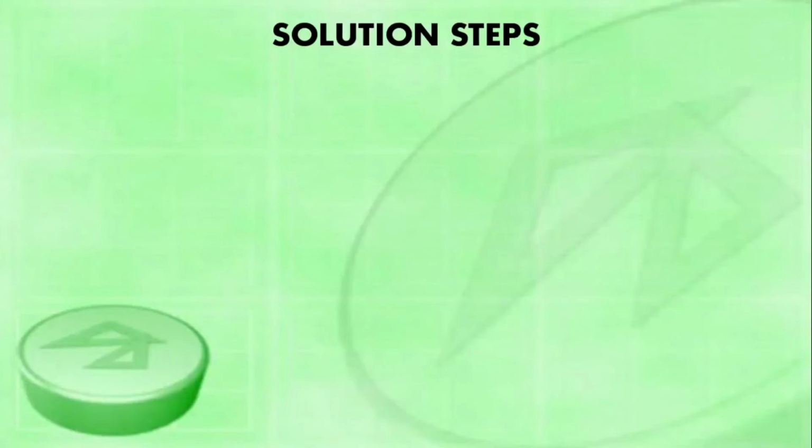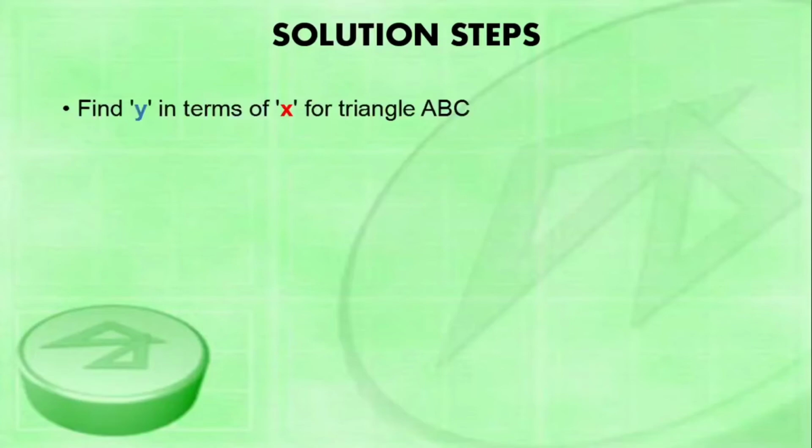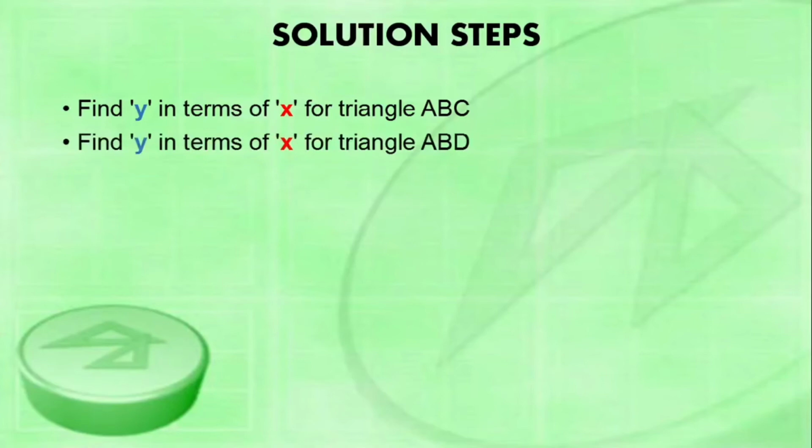Okay, now after we have done listing down all the information that was given, we can solve the question with the following steps. First, find y in terms of x for triangle ABC, followed by finding y in terms of x for triangle ABD. And then the third step is to compare the first equation of y and the second equation of y to find x.